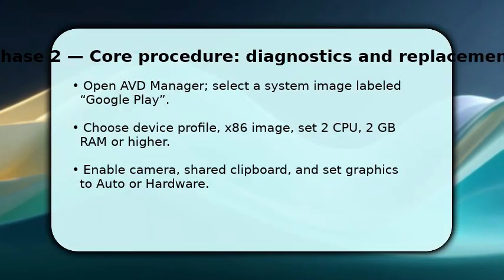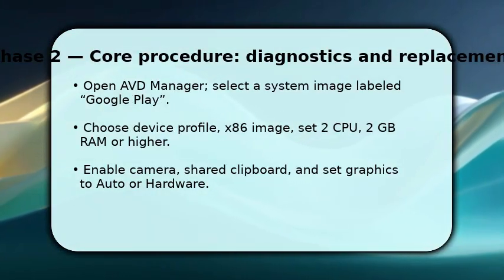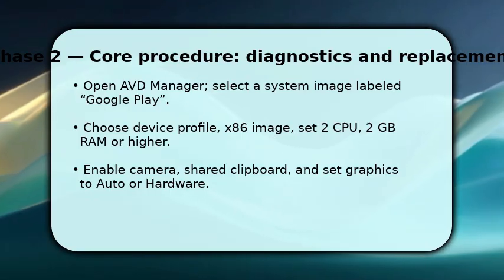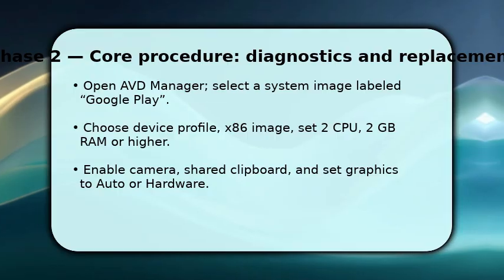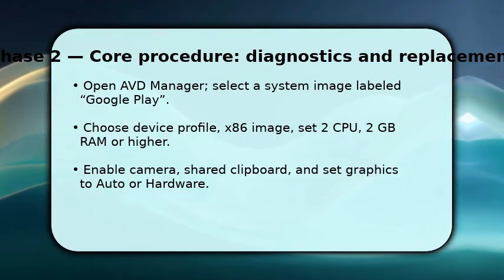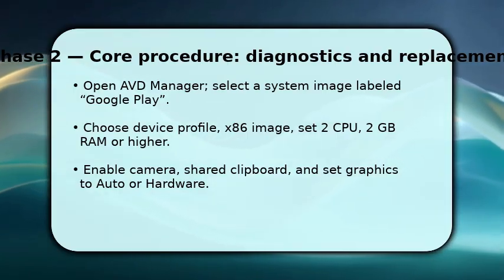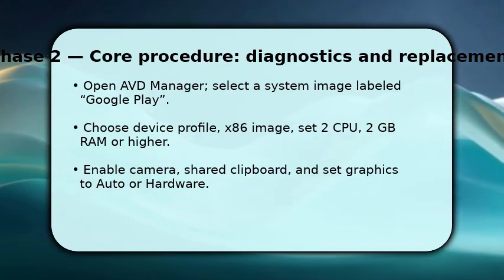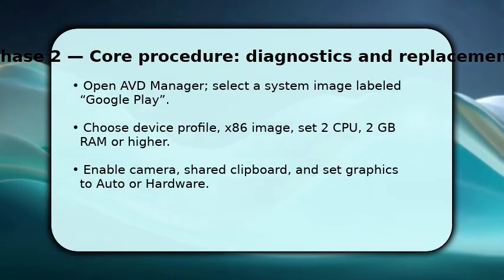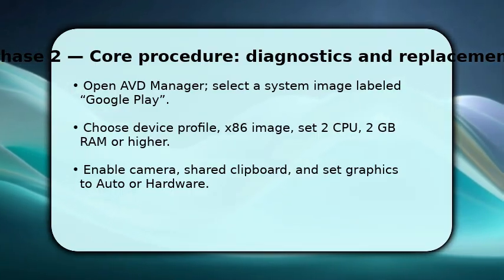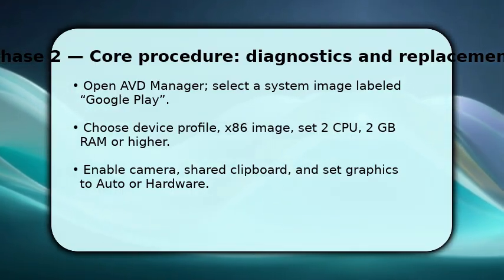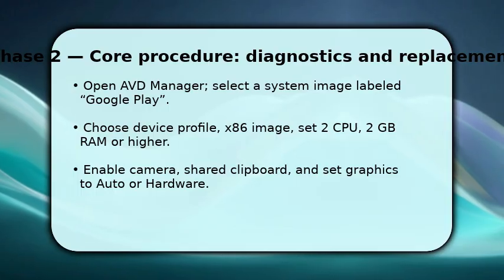You now open AVD Manager and create a new virtual device, picking a device profile that matches your screen needs. When selecting the system image, choose one explicitly labeled Google Play because only those include the Play Store app. Configure CPU and RAM, 2 CPUs and 2 GB RAM minimum, more if available, and set graphics to auto or hardware to improve rendering. Once the AVD is created, start it.